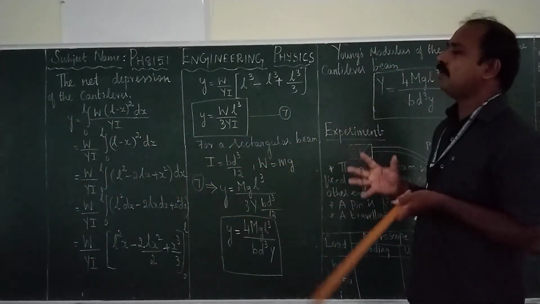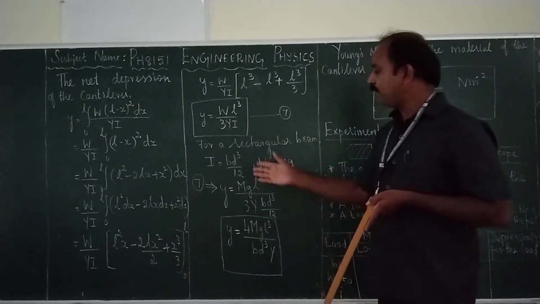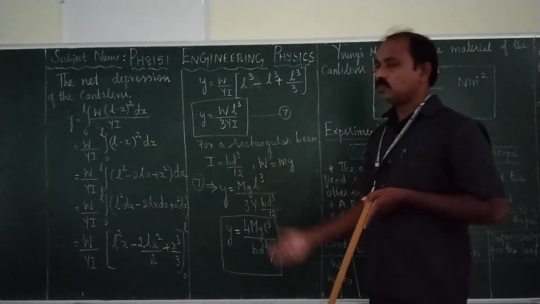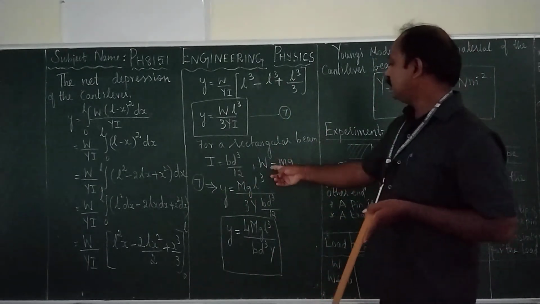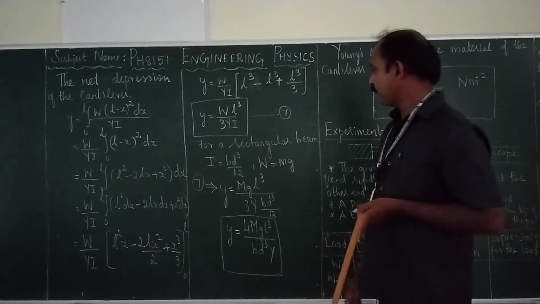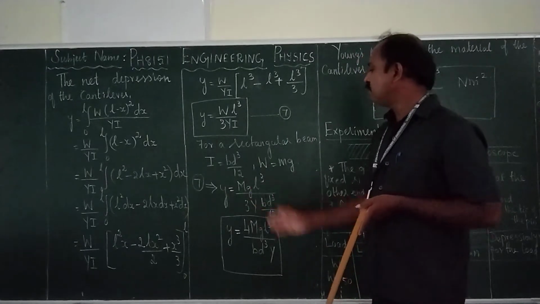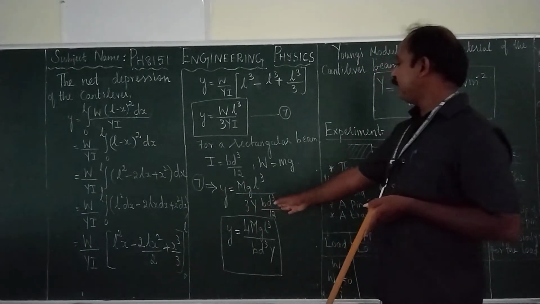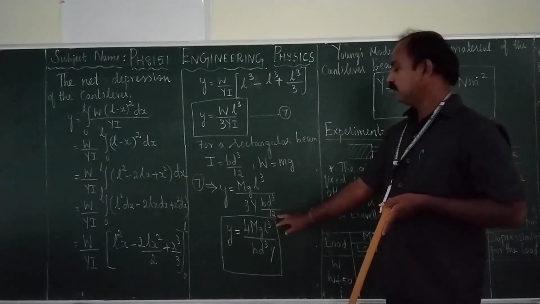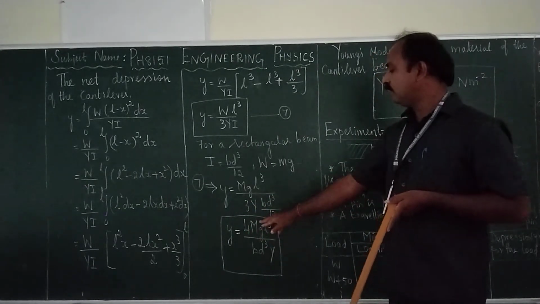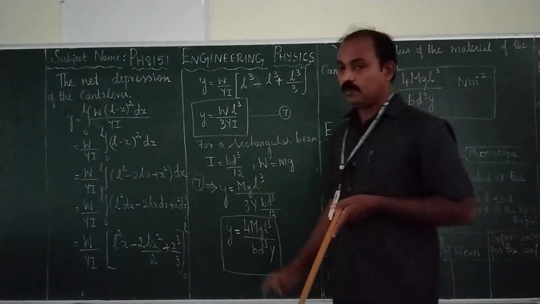In the case of a rectangular beam, the moment of inertia, that is I, is replaced by b d cube by 12. I explained that in the previous video. Then W is equal to mg. Substituting, the depression is mg L power 3 by 3 Y b d cube by 12. Then 12 and 3 cancel, giving 4. The answer is y is equal to 4 mg L power 3 by b d cube Y.